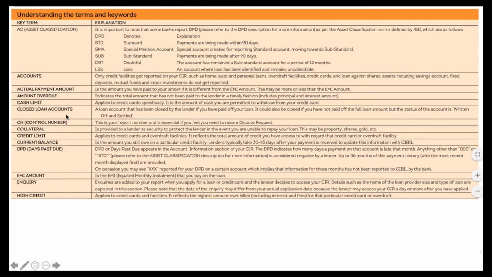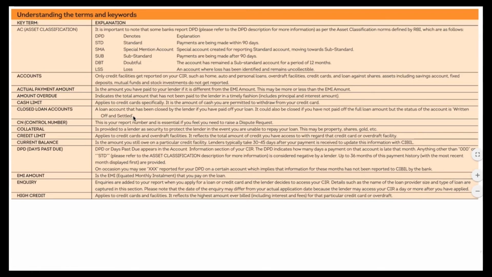Then closed loan accounts. If you had loans in the past, within your credit information report period, and you have paid off and closed that loan, it will still reflect, but with a mention that it is a closed loan account. It is possible that you paid and closed that loan, or that you didn't pay, it eventually became an NPA, the money was recognized as not collectible by the bank, and the bank has recorded it as a written off and settled account.